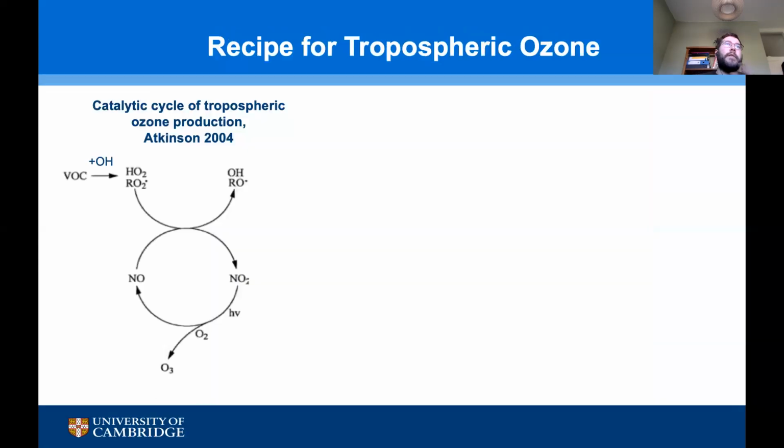A very simple overview of how you form catalytic production of tropospheric ozone: you have VOCs going in. These get oxidized, usually by the hydroxyl radical, to produce RO2 and HO2 radicals. These react with NO to form NO2. Then if the NO2 is photolysed, that will produce ozone. This is the primary source of ozone in the troposphere, because you don't have shortwave photons that can directly photolyze molecular oxygen.